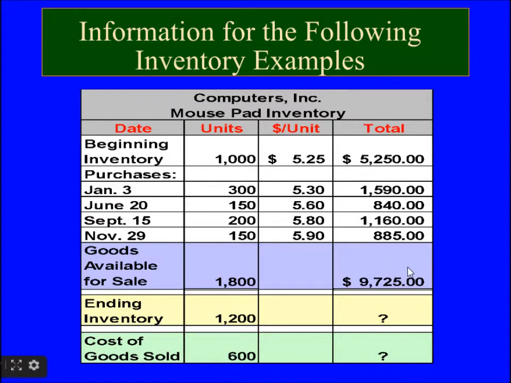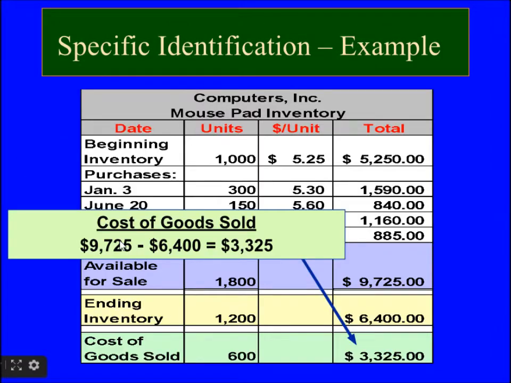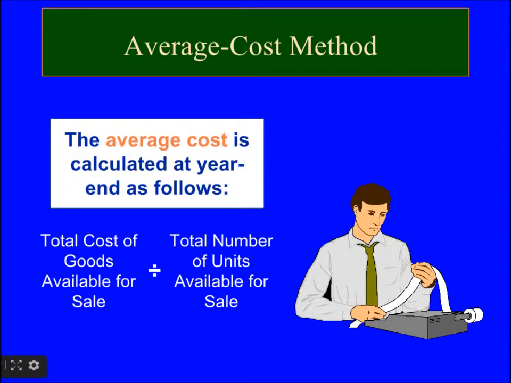So, goods available for sale minus ending inventory will give you the cost of goods sold. So, this is what we are doing here: available for sale, ending inventory, and this is the cost of goods sold. So, this is quite easy.